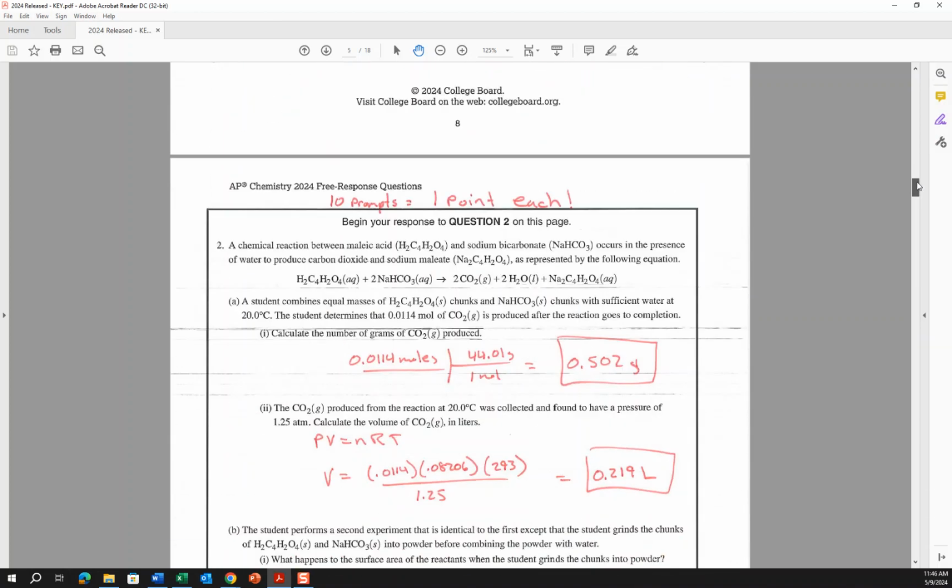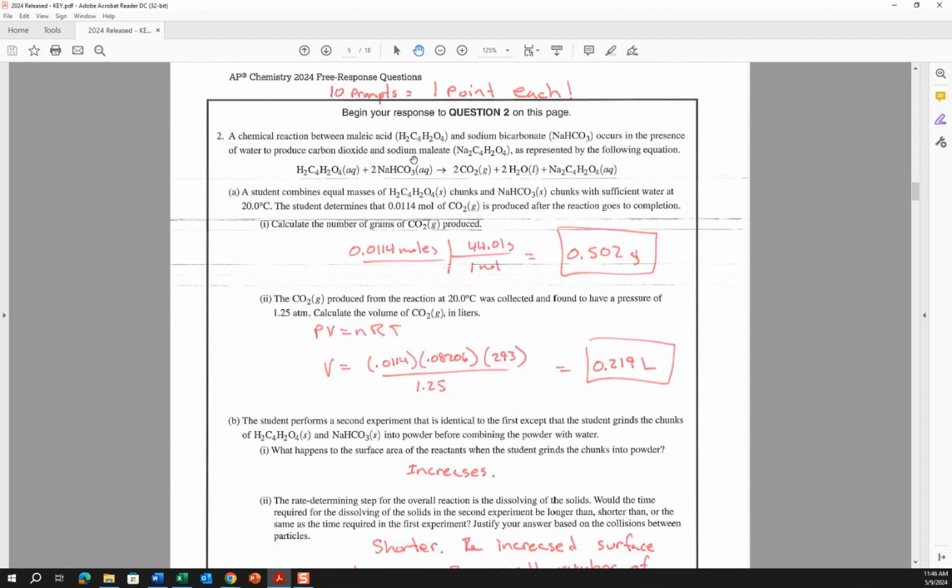All right, let's move on to question 2. Question 2 had 10 prompts. So if you go through question 2, there's 10 different parts to it, and so that means each one is 1 point each. If it's a question where you have to justify or explain or show your work doing a calculation, it's going to be only 1 point, and you have to have both things correct.